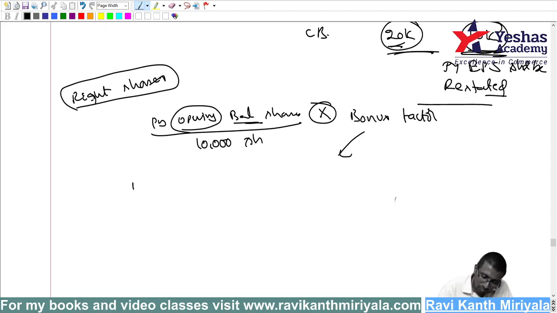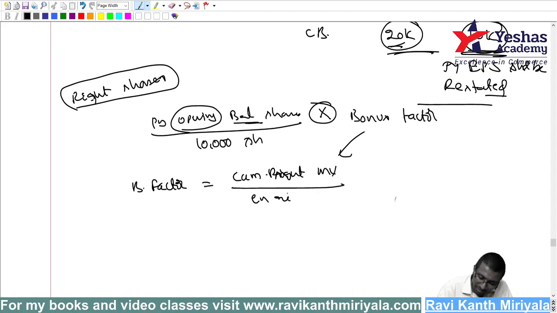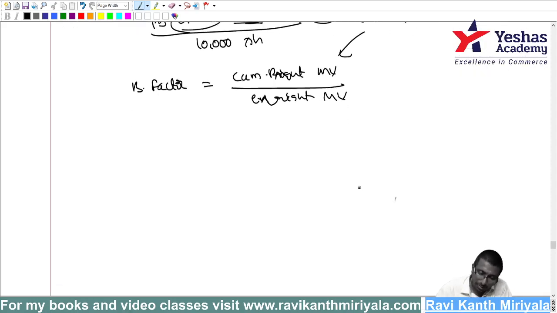Bonus factor means, I'll write here, bonus factor means cum-rights market value of share divided by ex-rights market value of share. Theoretical ex-rights, they'll call it. Cum-rights market value will be available. Sir, theoretical ex-rights market value, how do you calculate?